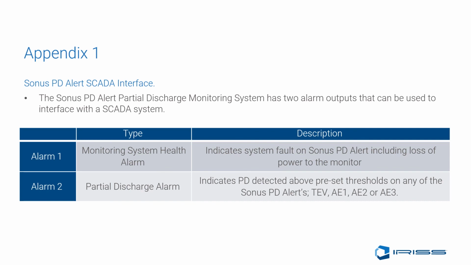Appendix 1. Sonus PD Alert SCADA interface. The Sonus PD Alert Partial Discharge monitoring system has two alarm outputs that can be used to interface with the SCADA system. Alarm 1 enables the monitoring system health alarm, which indicates system faults on a Sonus PD Alert, including loss of power to the monitor. Alarm 2 is for partial discharge alarms, and this will indicate PD was detected above preset thresholds on any of the Sonus PD Alert's TEV or AE channels 1 through 3.